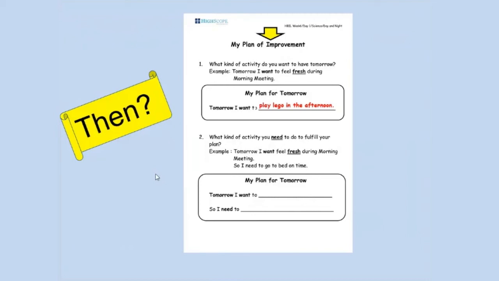And then you need to answer number 2. What kind of activity do you need to do to fulfill your plan? For example, the one on top says, tomorrow I want to feel fresh during morning meeting. So that means something I need to do tomorrow so I can feel fresh is to go to bed on time. Another example. In the box on top, it says, tomorrow I want to play Lego in the afternoon. So I'm thinking of things that I can do to fulfill that plan, which is to finish all my lunch and work.